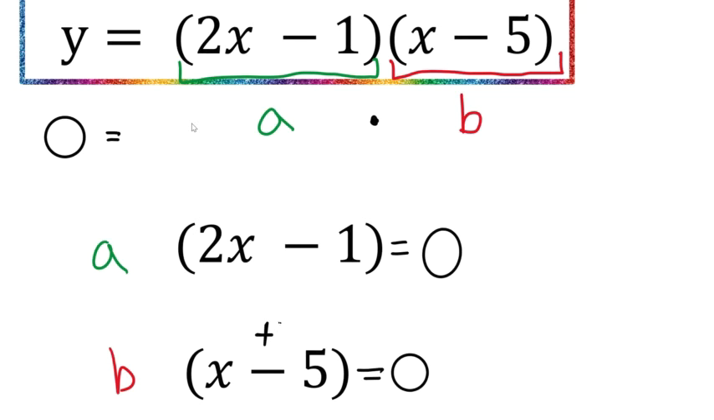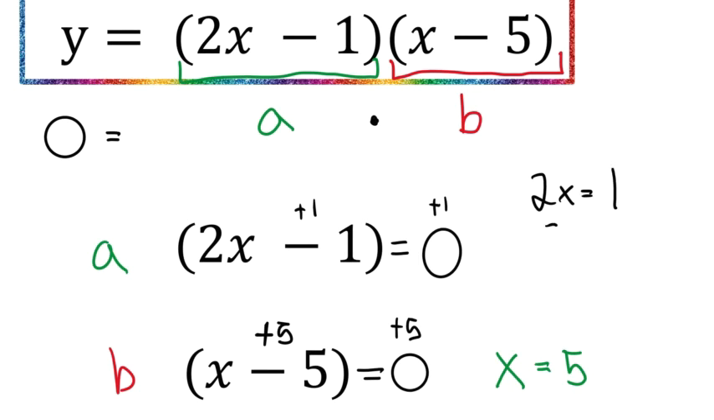So that's plus 5 here and plus 5 here. That will give us an x equal to 5. And if we plus 1 here, we get 2x equal to 1. And if we divide both sides by 2 to isolate our x variable, we find that x is equal to 1/2.